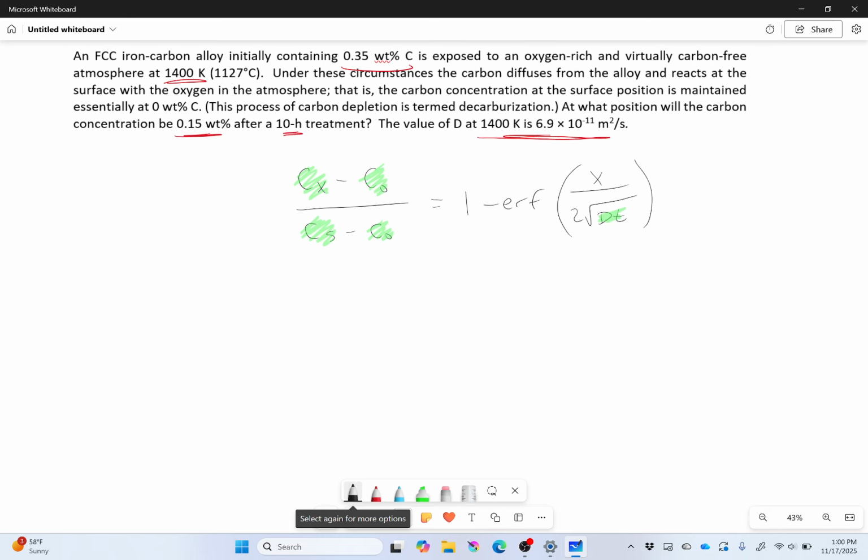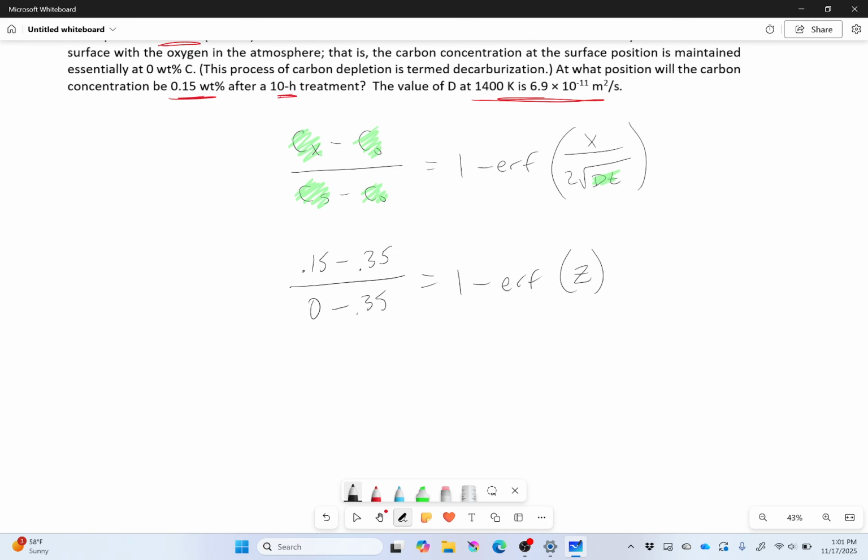I'm going to plug everything in here. So I've got 0.15 minus 0.35, over 0 minus 0.35, is equal to 1 minus the error function. And I'm just going to call what's inside of it z because that's usually what your book shows you. And so what I get then is that my error function of z is equal to 0.4286.